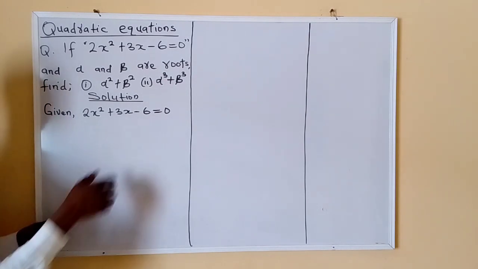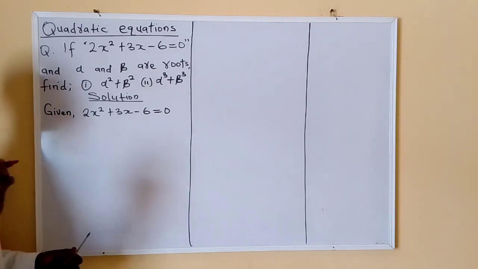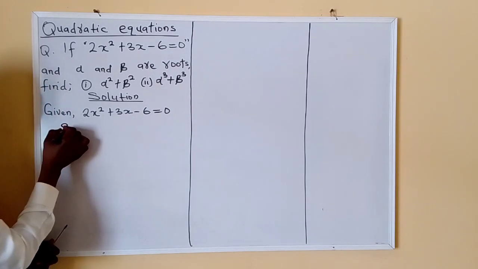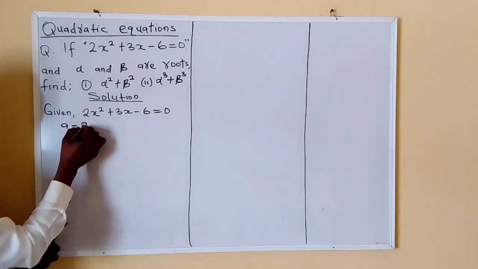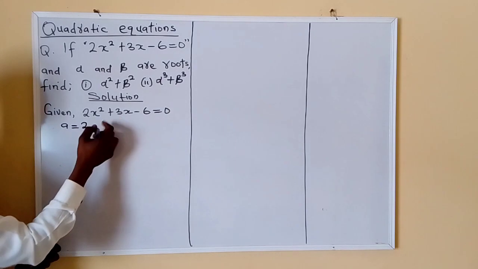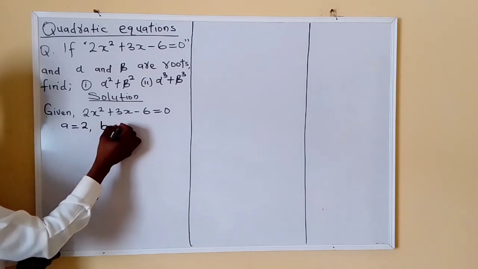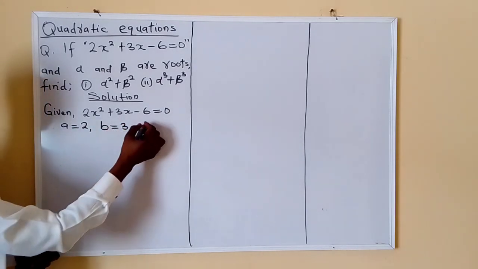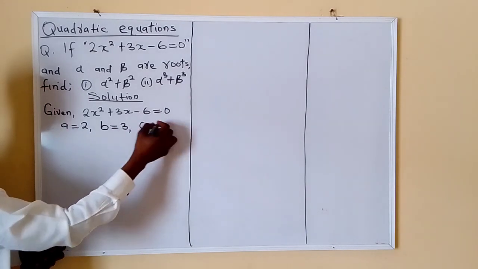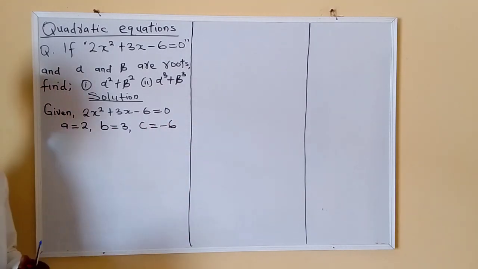So from this equation, the symbol for the first term is A. Our first term A is 2. Our second term B is 3, while our third term or the constant term C is minus 6.